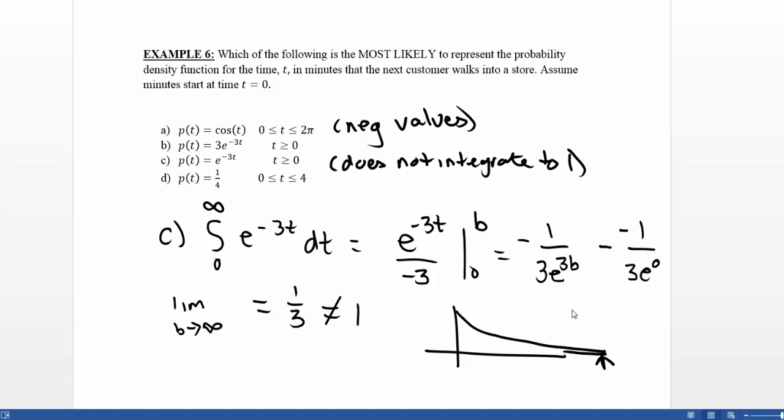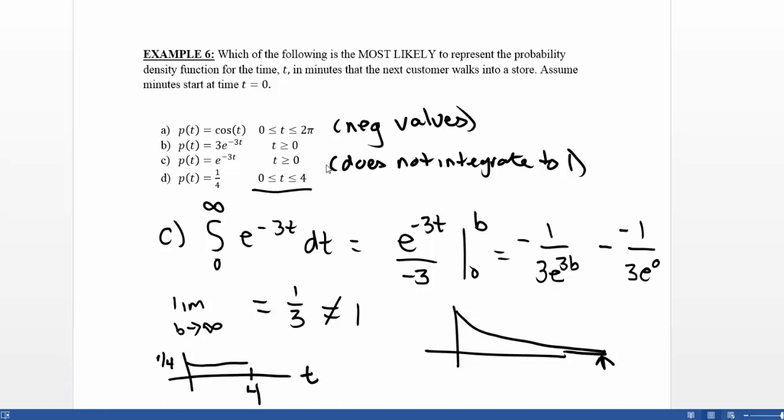Okay. Now D has a probability of 1/4 from 0 to 4 minutes. So 1/4 is here, right? Which means that the probability that that customer walks in after 4 minutes is 0, because it's only defined from 0 to 4. Anything outside of that is just 0. And that doesn't really make sense, because it's certainly believable that after 7 minutes is when the next customer walks in, right? And there's nothing to allow for that when we're restricted from 0 to 4.